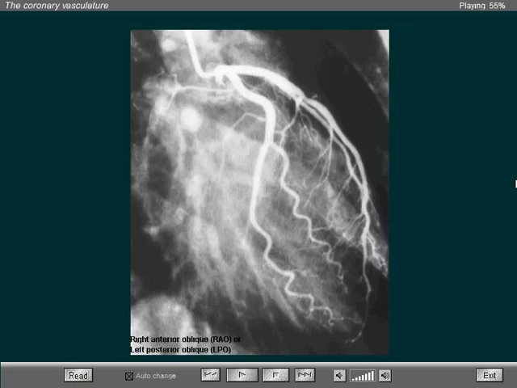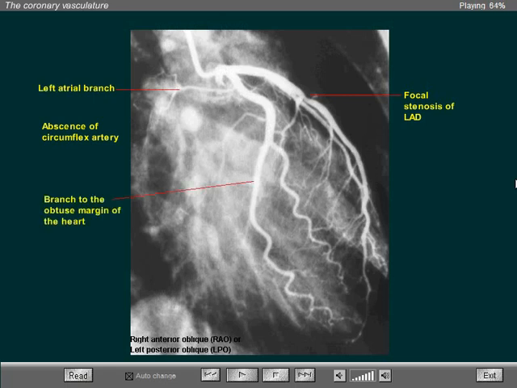In this next left posterior oblique view, we see a focal stenosis of the proximal left anterior descending, and note that this patient has no left circumflex, but we can see a large left atrial branch coming off the branch to the obtuse margin of the heart.